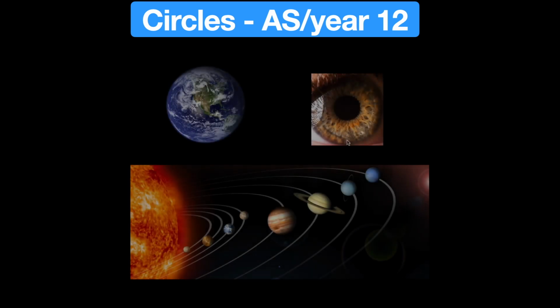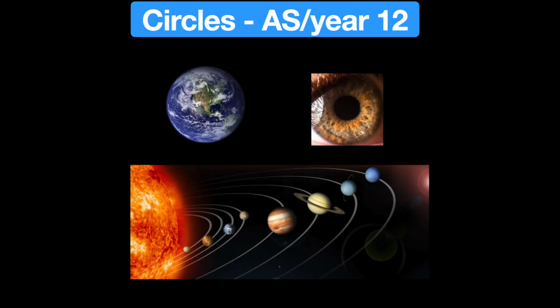Well, many things in the world around us are circular or almost circular, such as the orbits of the planets or the circumference of the Earth or the human eye. Also, we often want to create circular things, and in order to create, we need to understand. So let's start with some things that you already know.